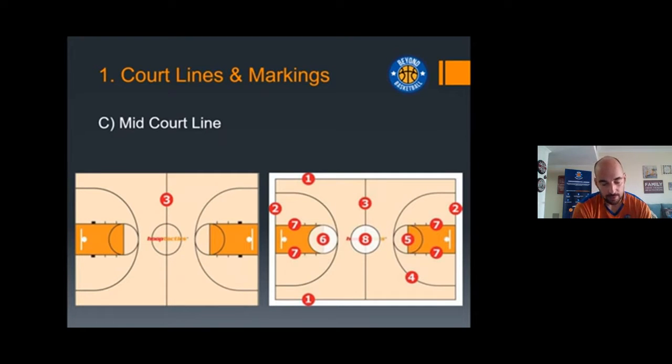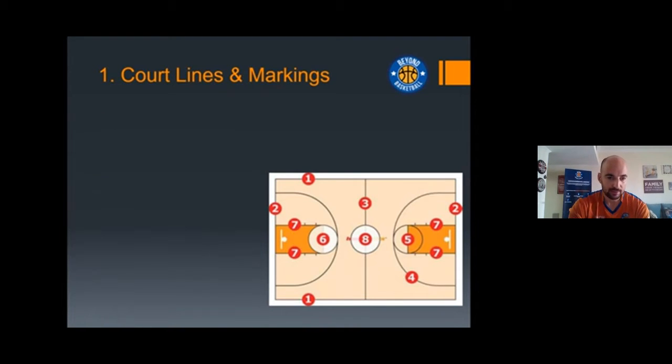So in a game, you have also one rule. You need to go from back court to front court. You need to cross that mid-court line in 8 seconds. Okay, you have only 8 seconds from when you win the ball. When you get the ball, you need to go from the back court to the front court in 8 seconds. In some leagues, you have 10 seconds, but usually it's 8 seconds to cross the mid-court line.